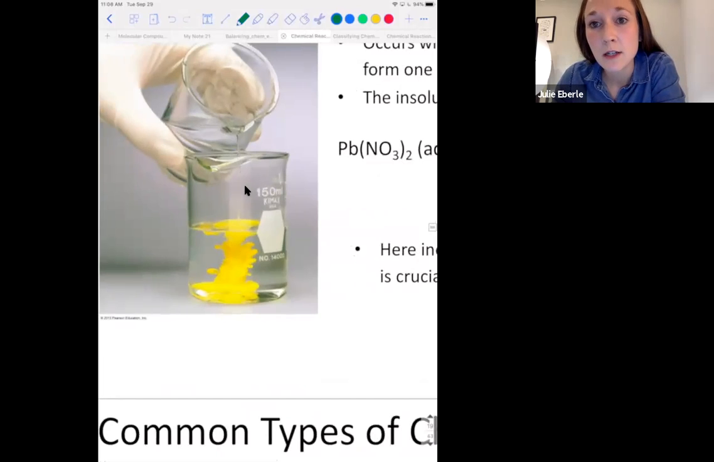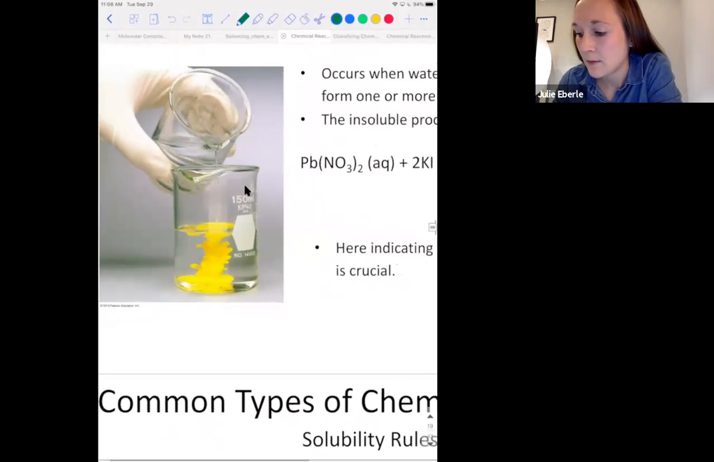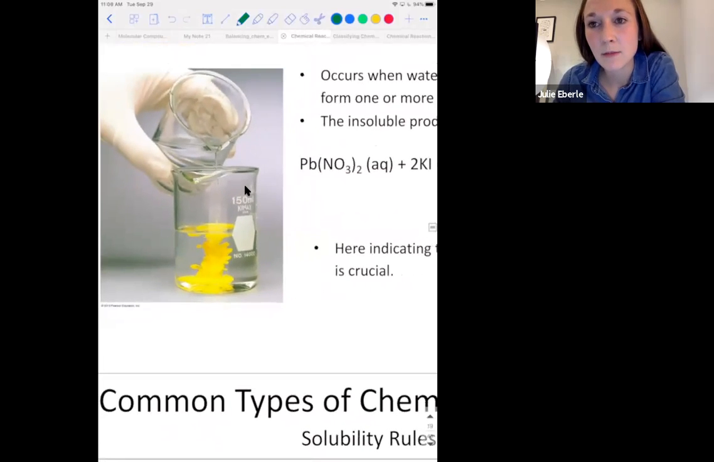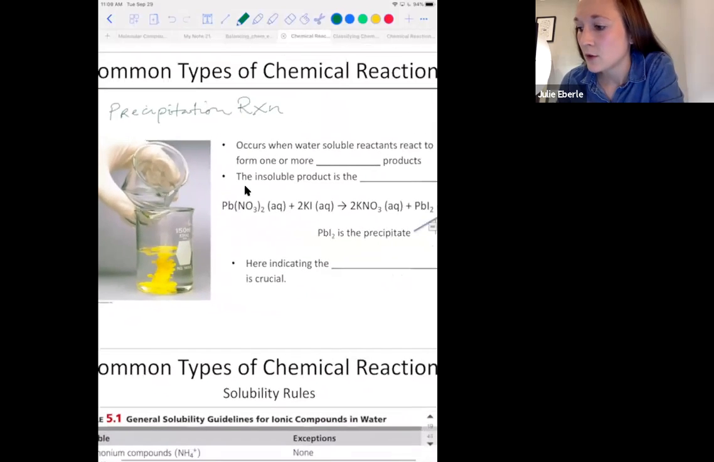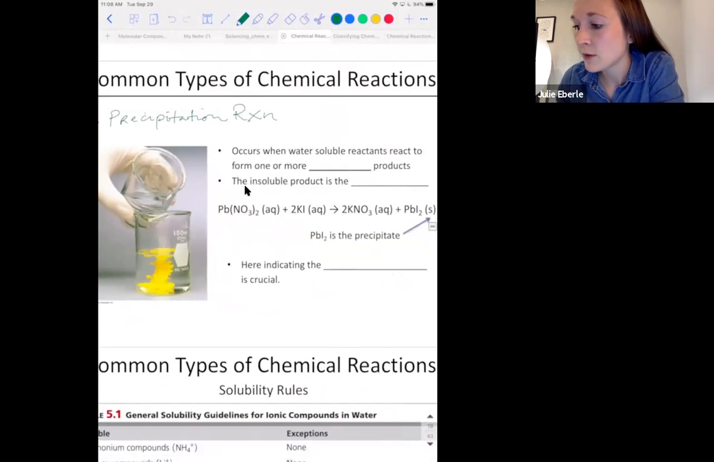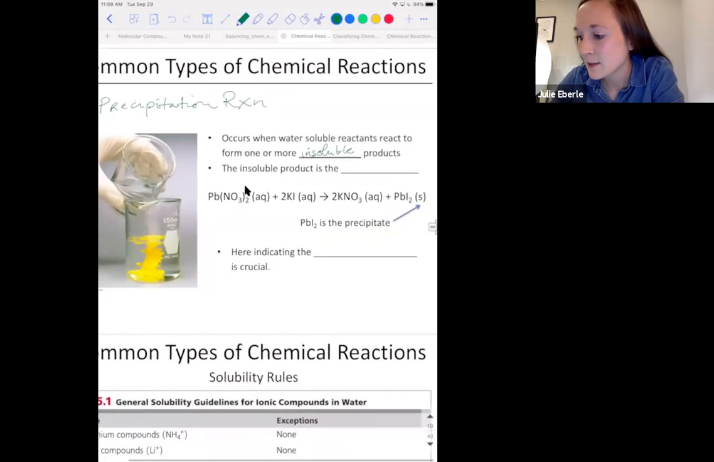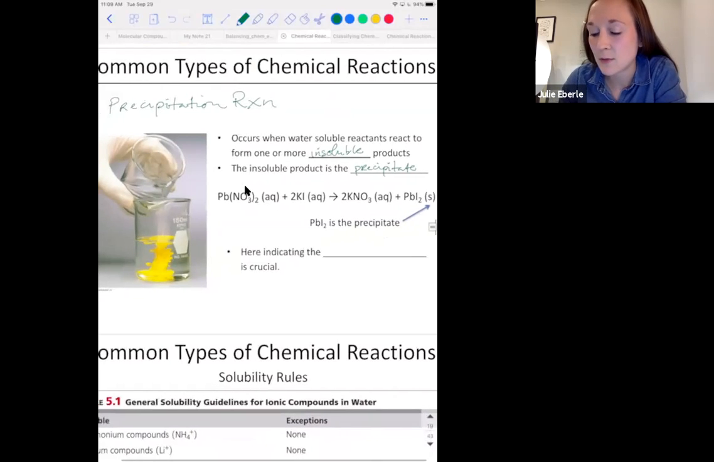Sometimes they're colored, sometimes they're white, which is a color, but they can sometimes be hard to see, sometimes they're a lot more obvious. So this occurs when water-soluble reactants react to form one or more insoluble products. And the insoluble product is the precipitate. All right. Now, let's look at this reaction we have here. And in fact, that's what's being shown in the picture with the beakers and the hand.